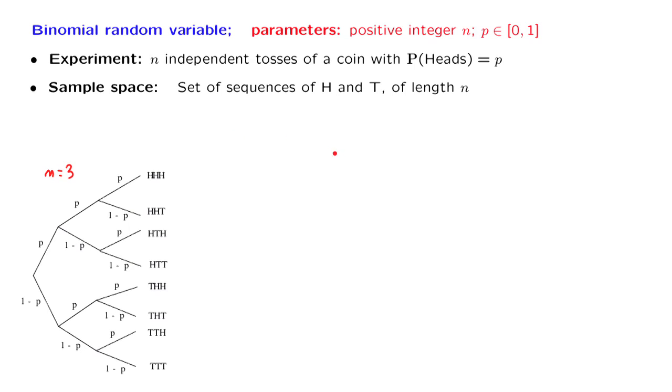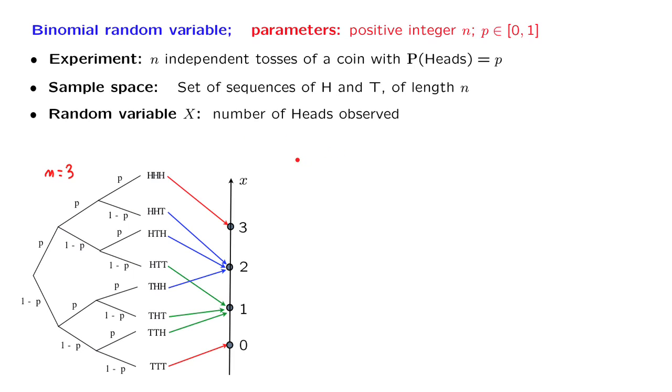We can now define a random variable associated with this experiment. Our random variable that we denote by capital X is the number of heads that are observed. So, for example, if the outcome happens to be this one, tails, heads, heads, we have 2 heads that are observed, and the numerical value of our random variable is equal to 2.